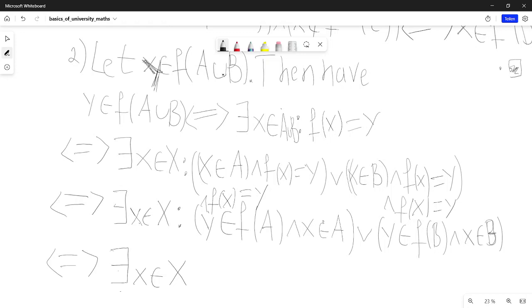And now reshuffle that a little bit. How do we reshuffle that? Well, we first take that out.